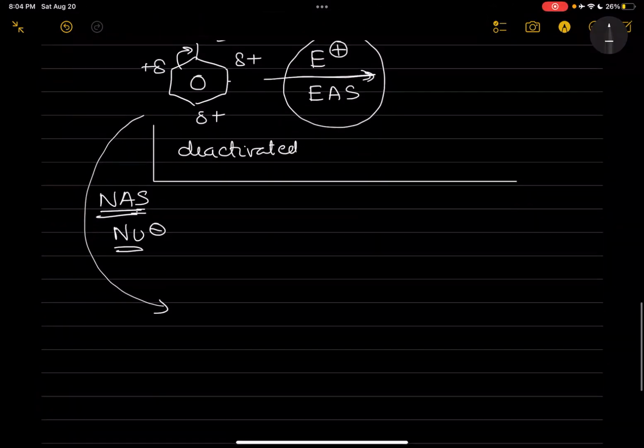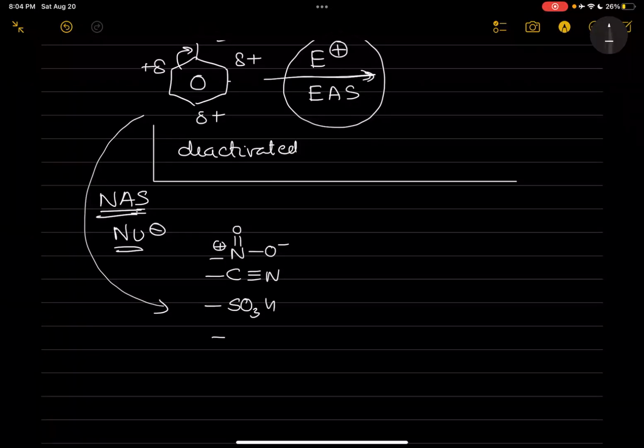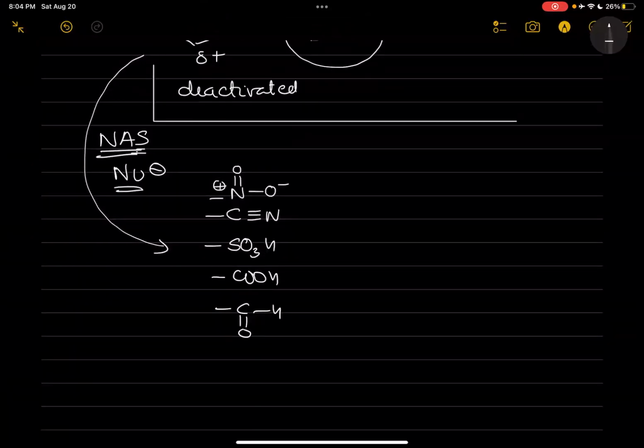So electron withdrawing groups like CN, like NO2, all have plus charge or some double bond, multiple bond, electronegative atom, SO3H, CHO. They make the ring more reactive for NAS. They are minus R exerting groups. They will create positive charge in the ring.